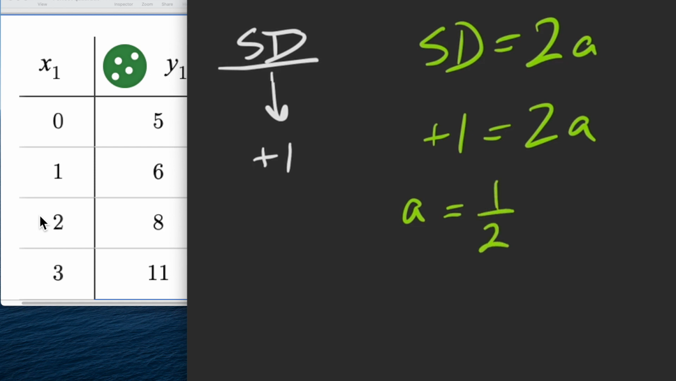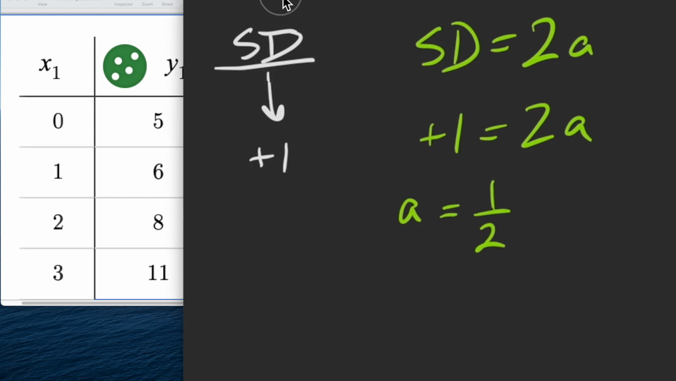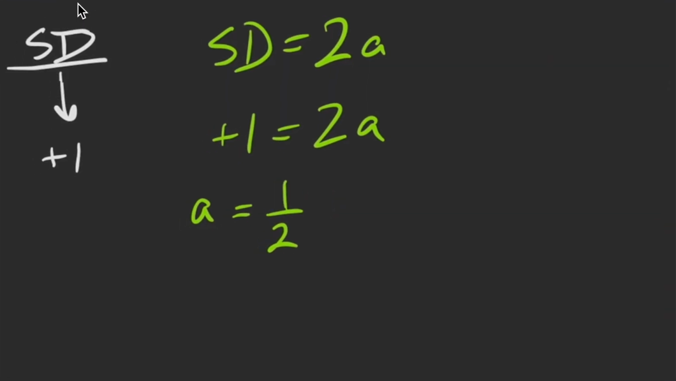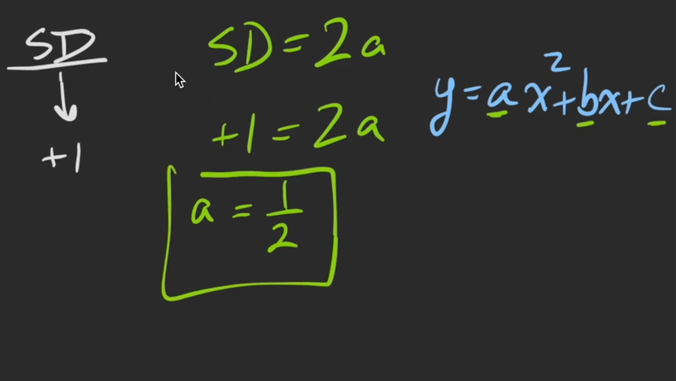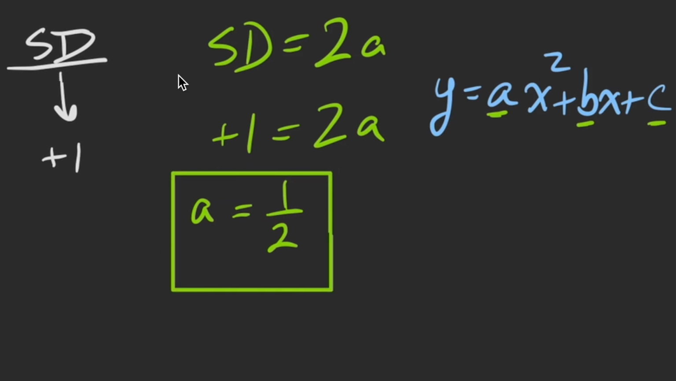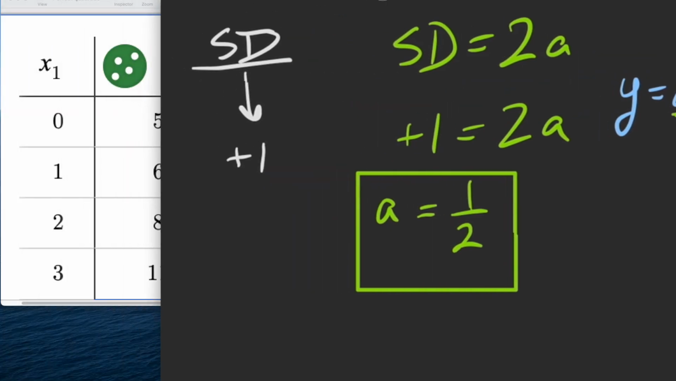Okay? Remember, the standard form of a quadratic equation is going to be y equals ax squared plus bx plus c. So we need to find these coefficients, the a, the b, and then the constant c. Okay, we already have our a value. Again, I want to emphasize, we cannot use this easy formula unless the x values are progressing by 1.